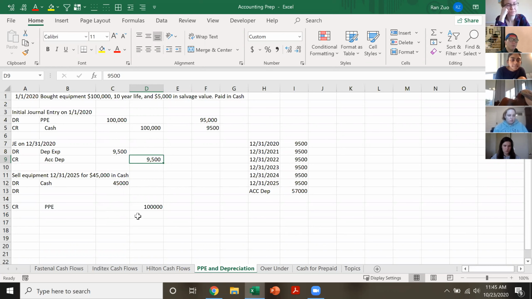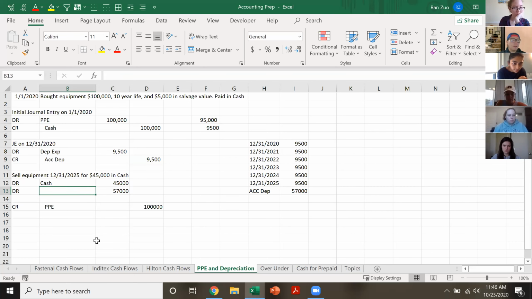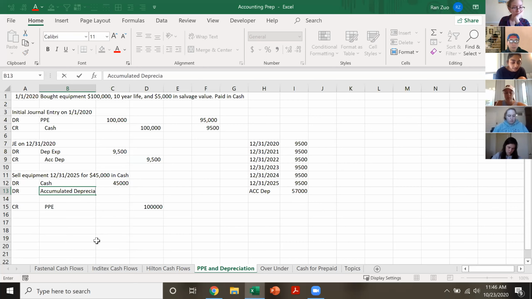All right, so let's continue. We're on the right path. What's the next entry here? Do you debit the depreciation expense for the 57,000? You're right on the 57,000, but it's not depreciation expense. Accumulated depreciation. Accumulated depreciation.